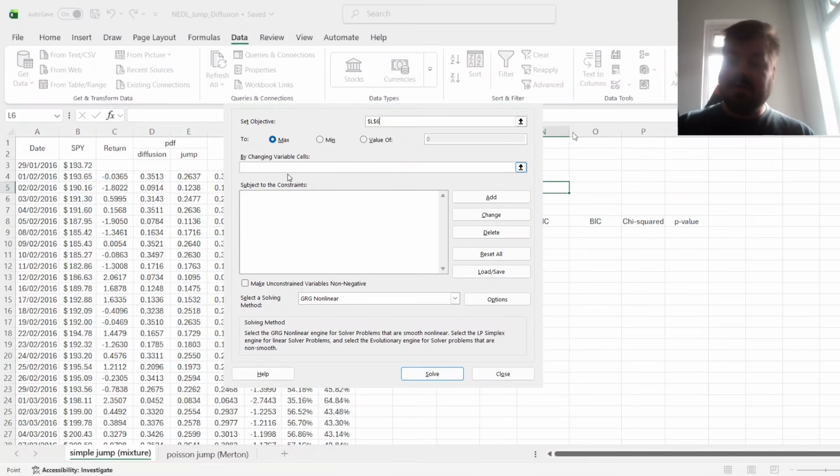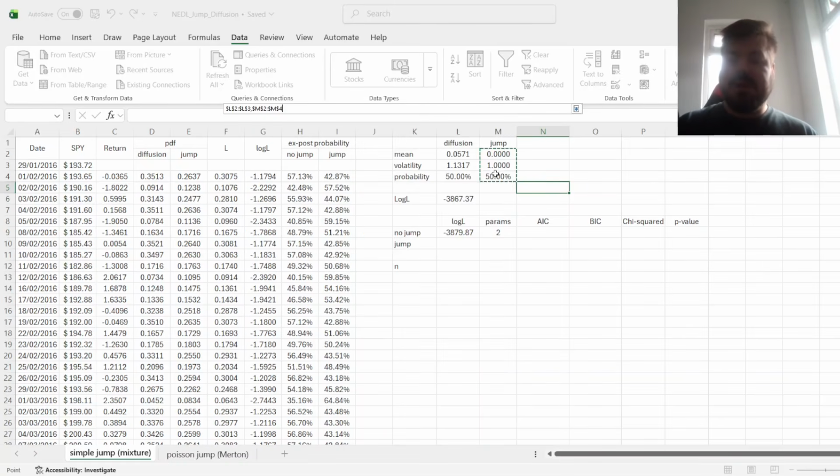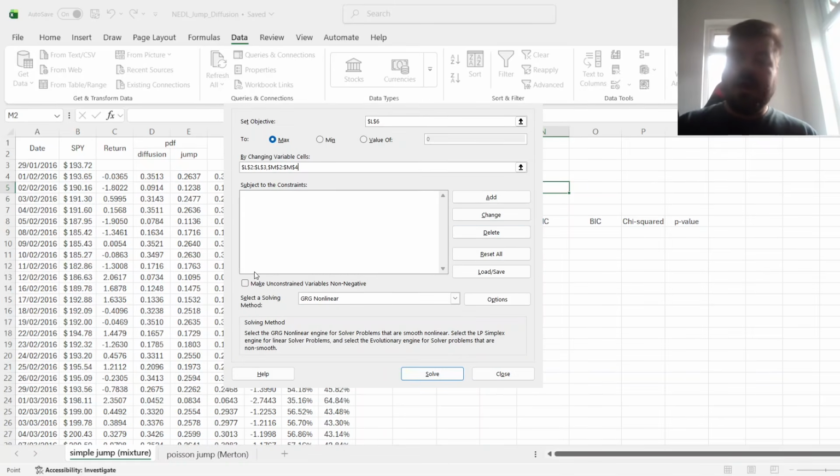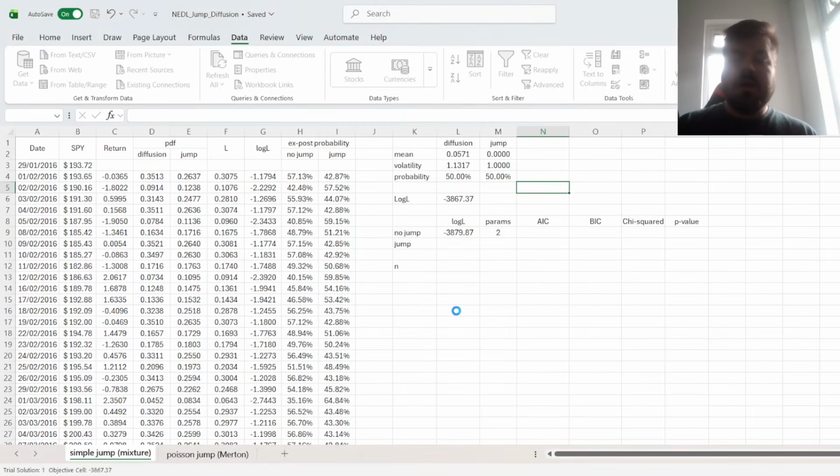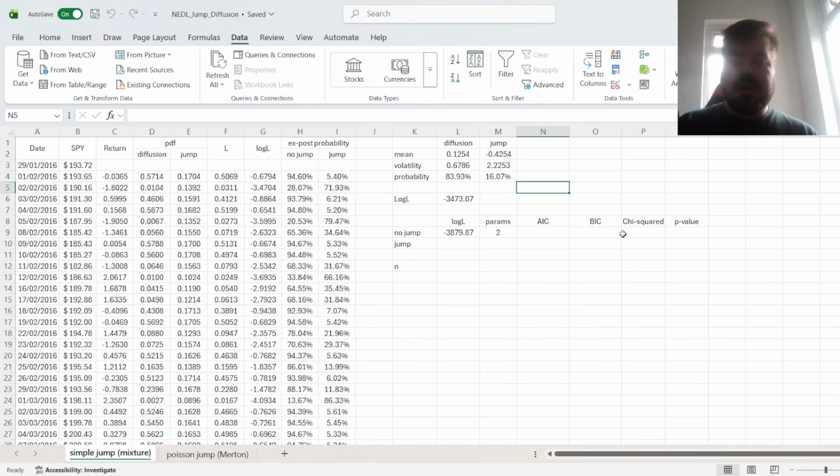So we maximize log likelihood, and now we're not only changing the mean and the volatility of the diffusion process, but also the mean, volatility and probability of the jump. And we don't put any constraints in there, and we stick with the nonlinear gradient descent, and we see that the model has now converged to an optimal solution. We see that the probability of a jump occurring is around 16%, and it's a negative jump on average, and it has a very high volatility.